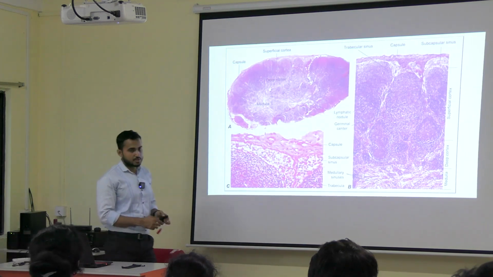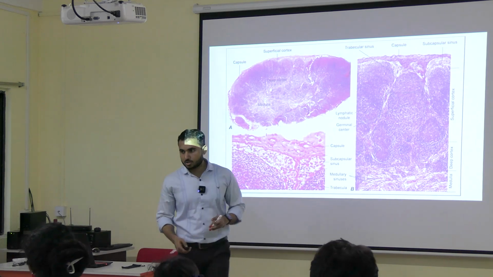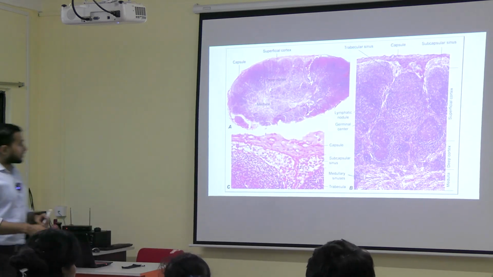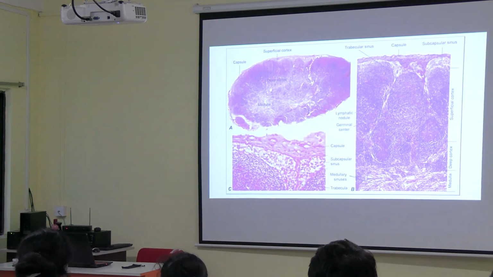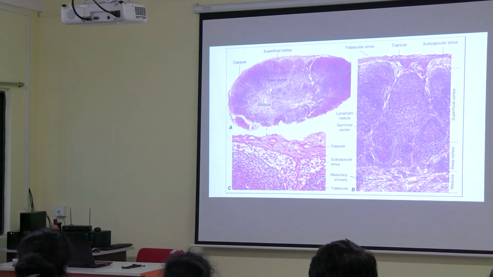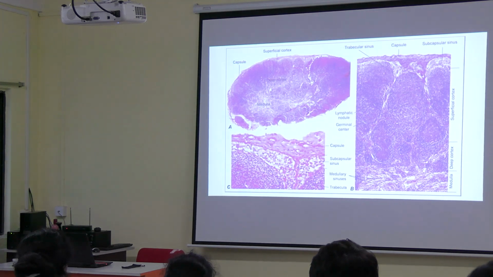Okay. So here you can see a low magnification image. If you concentrate over here, this is the low magnification image of the lymph node. ठीक है. Can you identify the cortex and can you identify the medulla?